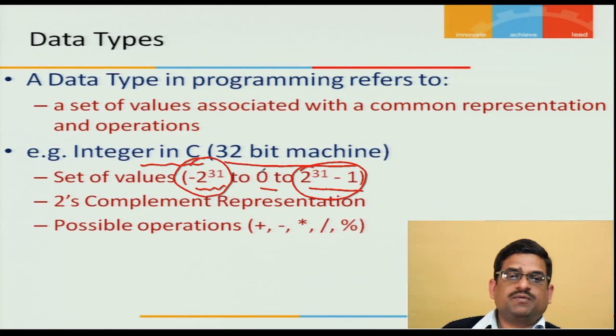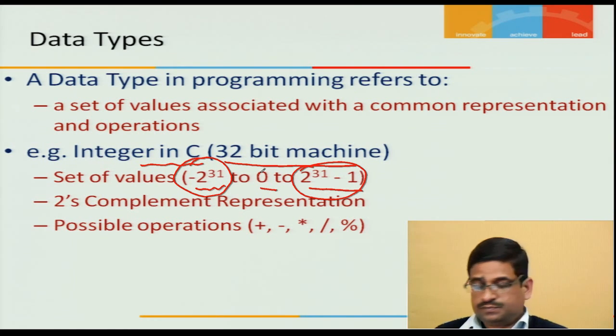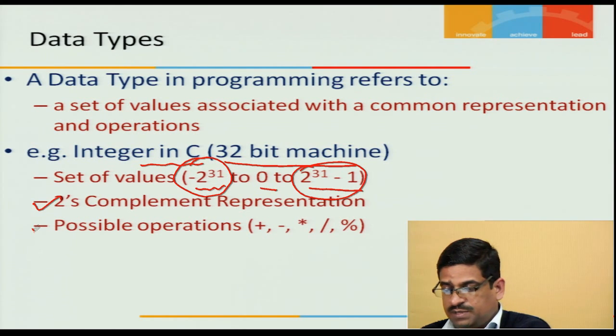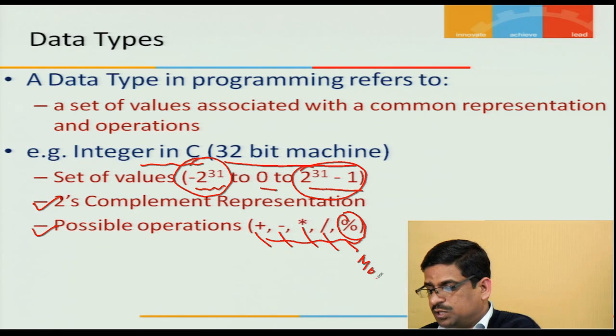Any number which I am trying to represent beyond this boundary, either on the negative side or the positive side, will give an overflow. Representation is in 2's complement, and the possible operations are addition, subtraction, multiplication, division, and modulus. Modulus gives us the remainder.